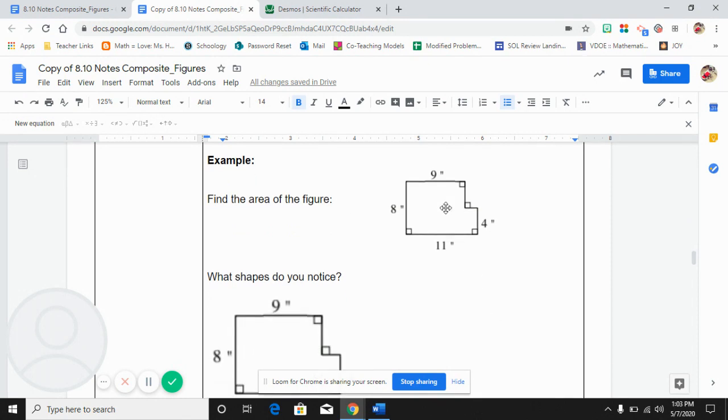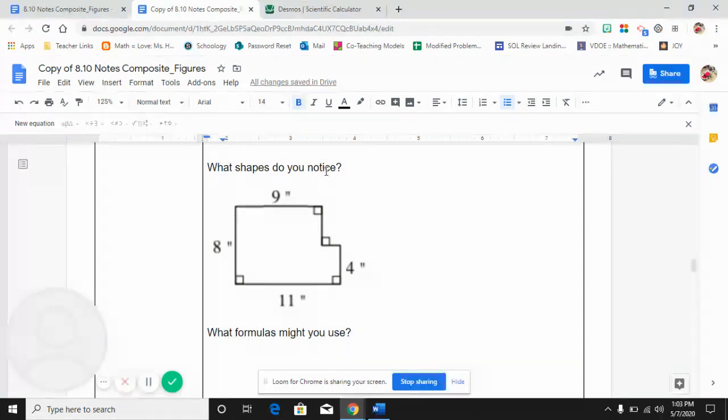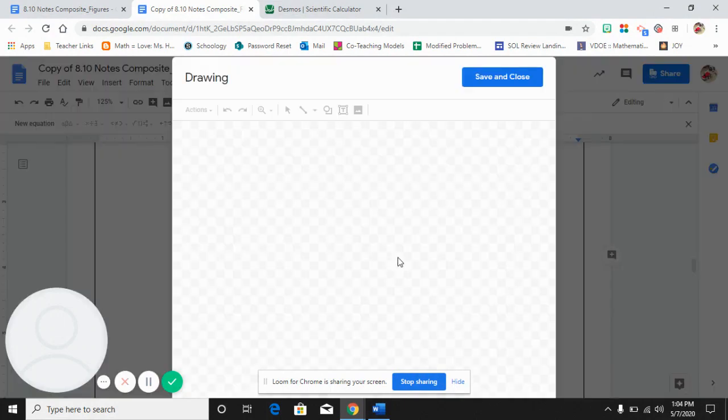Here is our composite shape, and we're going to find the area of it. There's no just regular formula to plug in. We have to break this down into smaller shapes. So let's talk about it here. What shapes do you notice in this figure? So by that I mean, do you notice a triangle? Do you notice a rectangle, a circle?